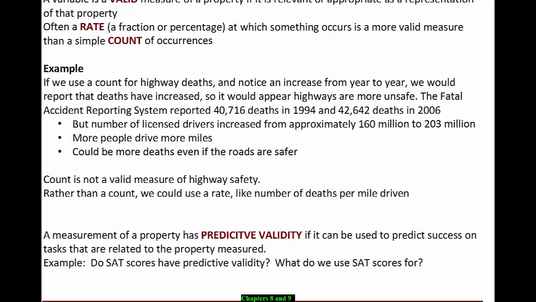We've just discussed the definition of valid. Now let's talk about predictive validity. A measurement of a property has predictive validity if it can be used to predict success on tasks that are related to the property measured. For example, do SAT scores have predictive validity? What do we use SAT scores for? Well, SAT scores are used as a part of the criteria for your admittance to a university. The university hopes that SAT scores do have predictive validity.